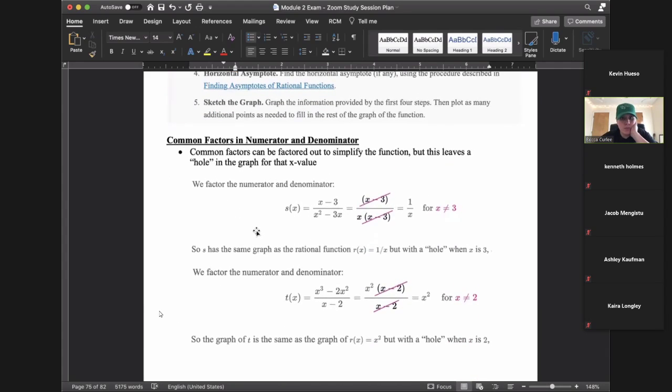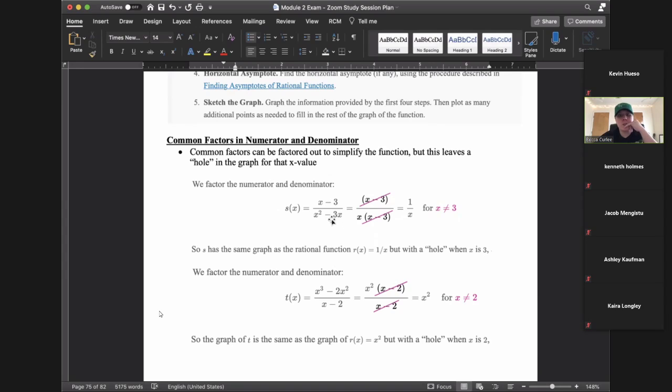So, common factors in the numerator and denominator. This is when holes occur in the graph. Common factors can be factored out to simplify the function, but this leaves a hole in the graph for that x value. So if we have s of x equals x minus 3 over x squared minus 3x, and we factor these, we're going to factor both the numerator and the denominator.